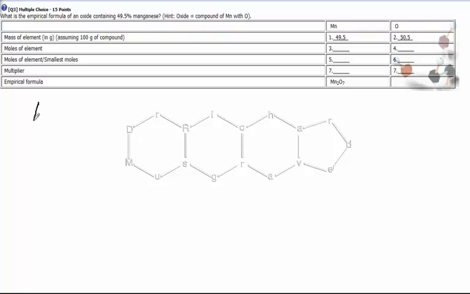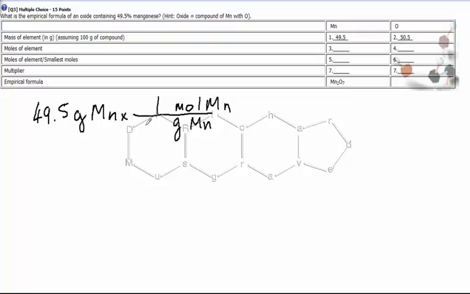The next step is to figure out the moles of each element. So for manganese, what we'll do is we'll do grams of manganese on the bottom here to cancel that, and we'll find moles of manganese. And the relationship here is 1 mole is equal to 54.938 grams, and we can get that off the periodic chart, and that's going to come out to be 0.901 moles. And so that's for manganese.